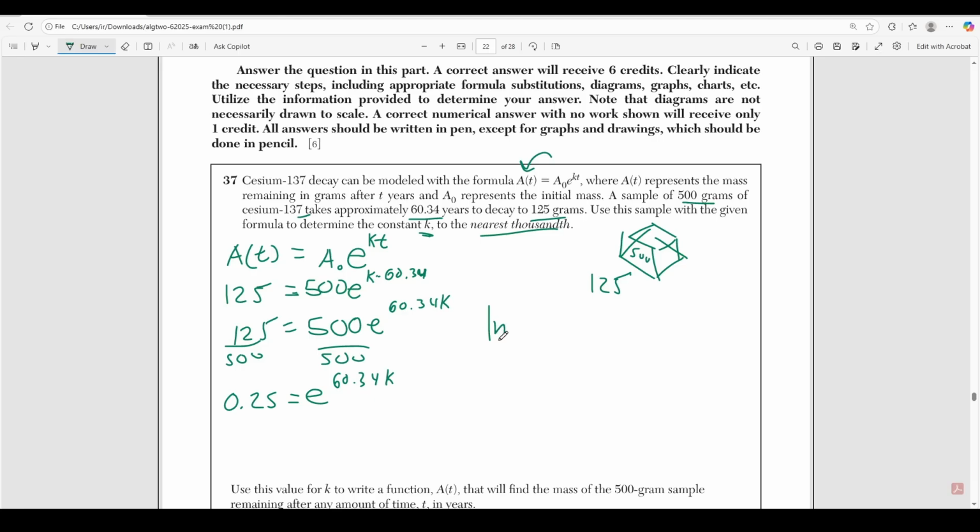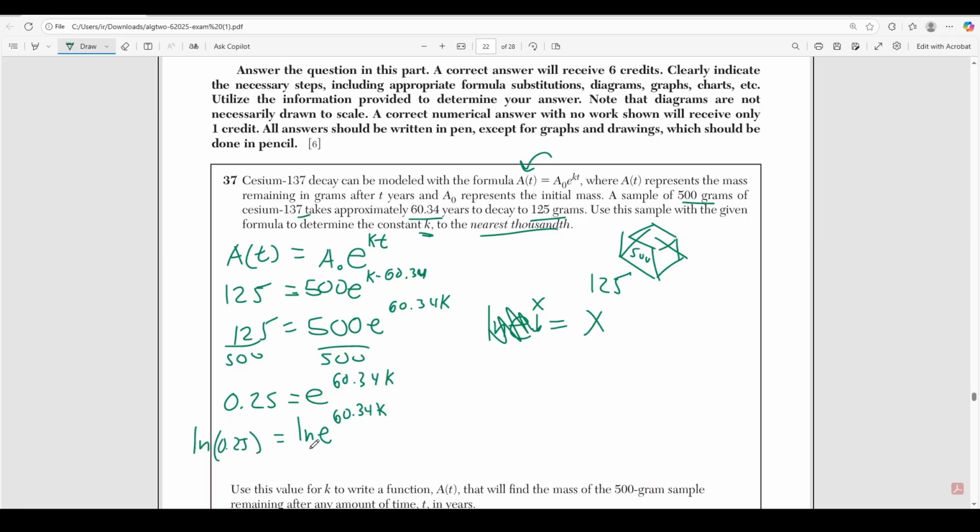For example, ln, or the natural log of e to the power of x, is equal to just x. So if you take the natural log of e, it automatically cancels out that e and brings that variable down from the exponent slot. So in this case, if I take the natural log of e to the power of 60.34k, I'm going to have to do that to the other side. So I'll take the natural log of 0.25 as well.